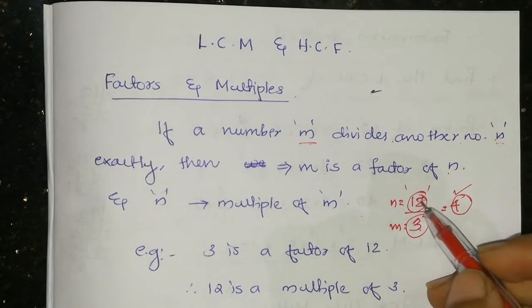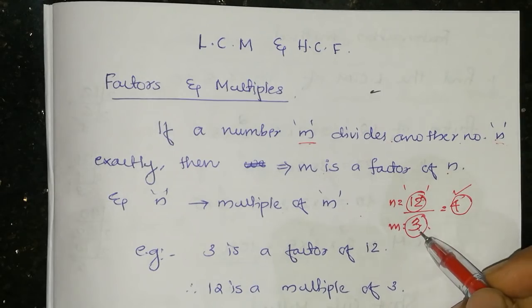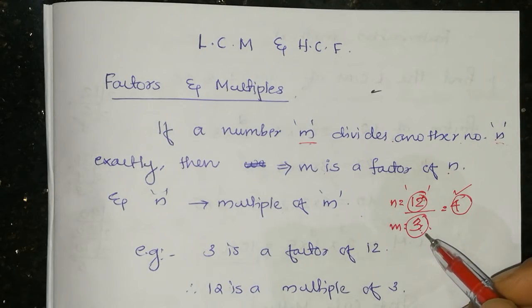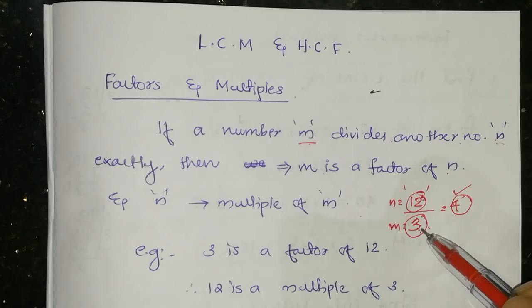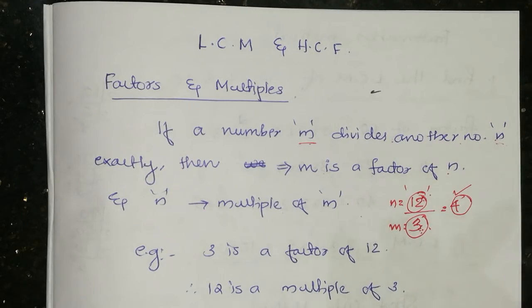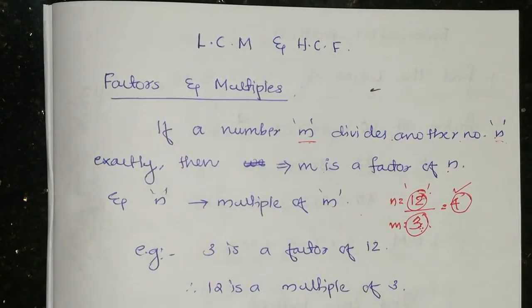12 divided by 3 can be divided without any remainder, that is, exactly. Then 12 is said to be the multiple of 3 and 3 is said to be the factor of 12. That is the difference between factors and multiples.